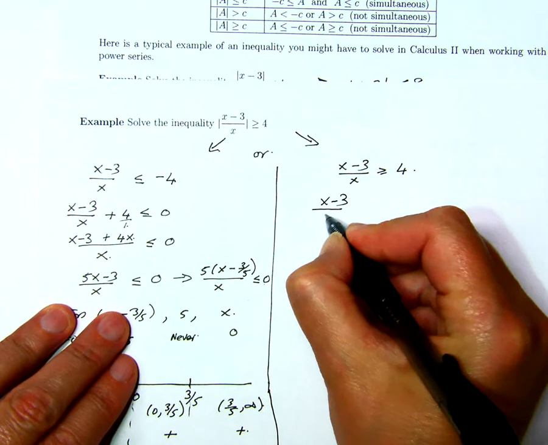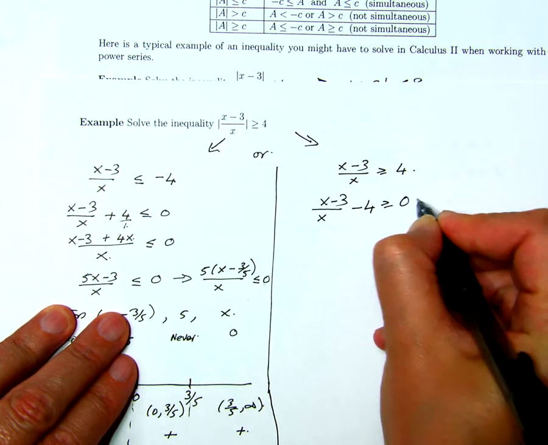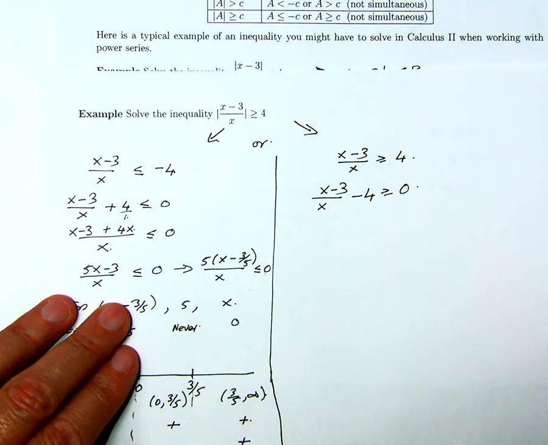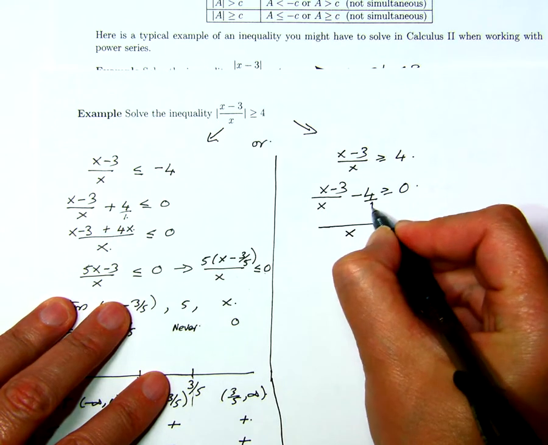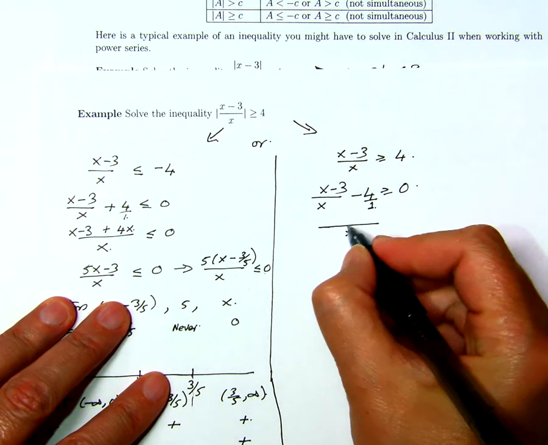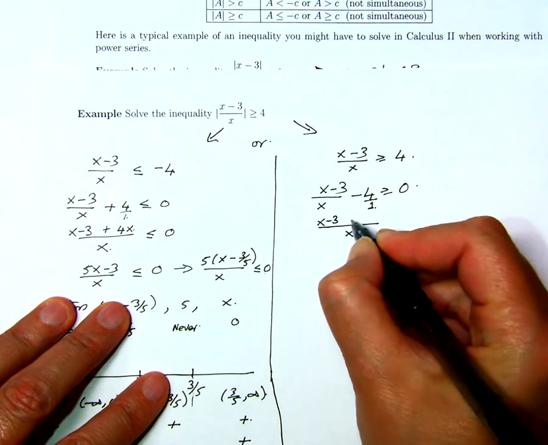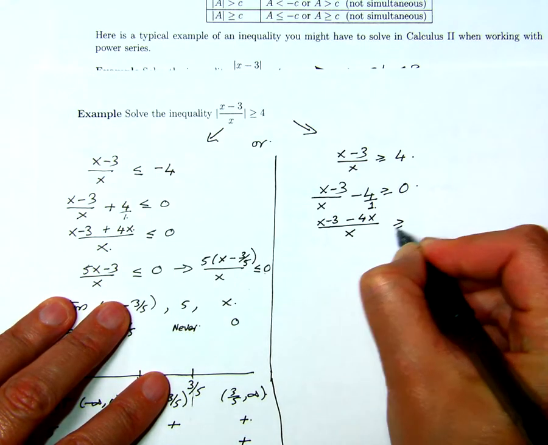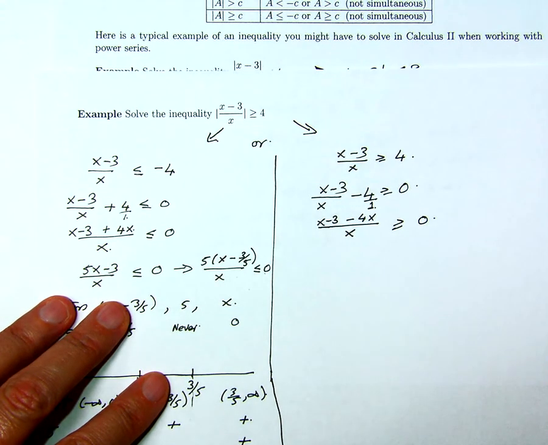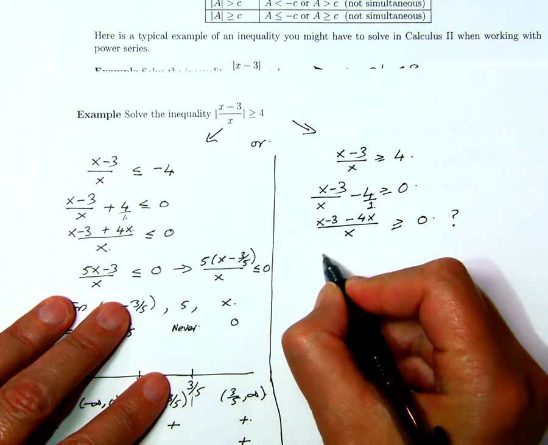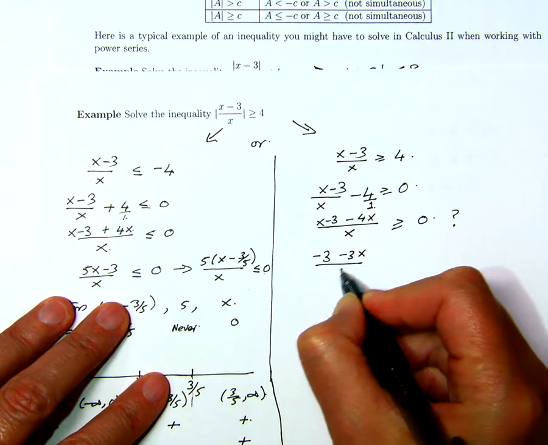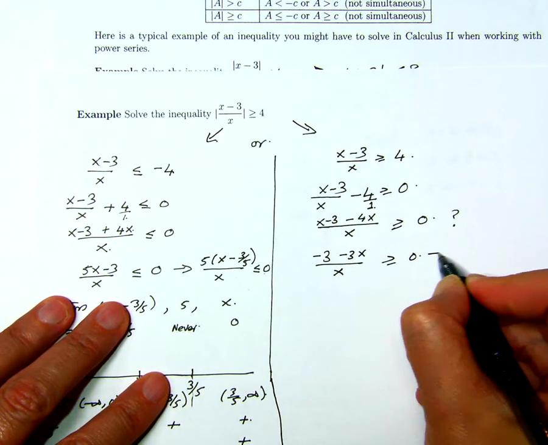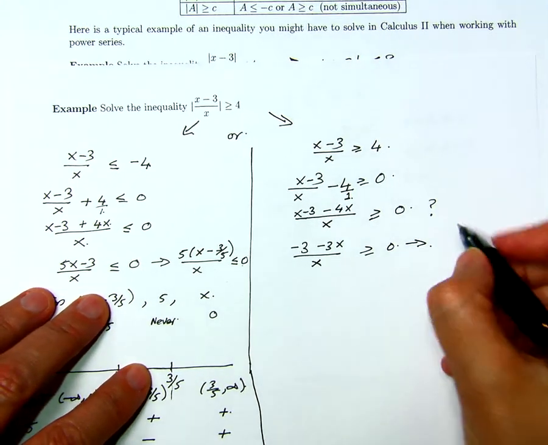So we have x minus 3 over x minus 4 greater than or equal to 0. I have to decide when that happens. So again, I have to add these two fractions. So the common denominator here is x, so we have x minus 3, 1 into x goes x times minus 4x greater than or equal to 0. So my question is, when does that happen? For which x values does that happen? Well, I'm going to tidy up. x minus 4x is minus 3x. And I want to decide when minus 3x over x is greater than or equal to 0.